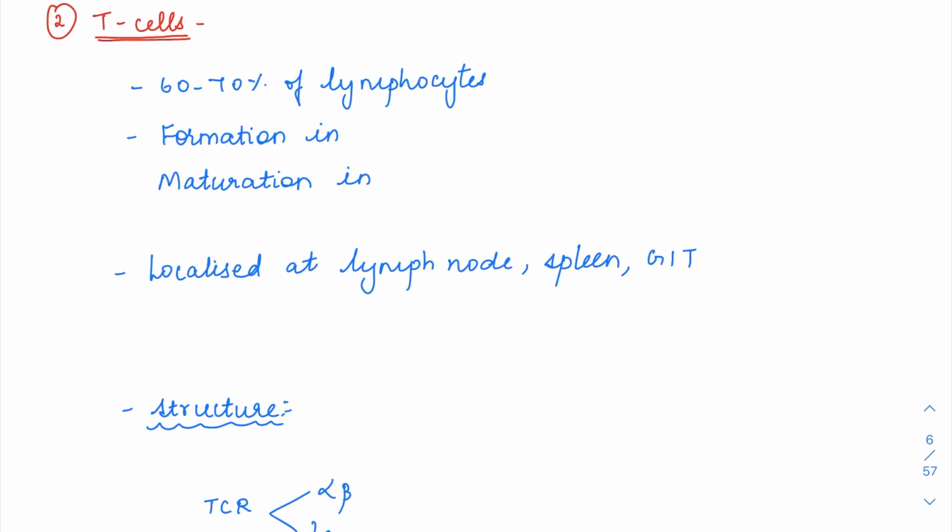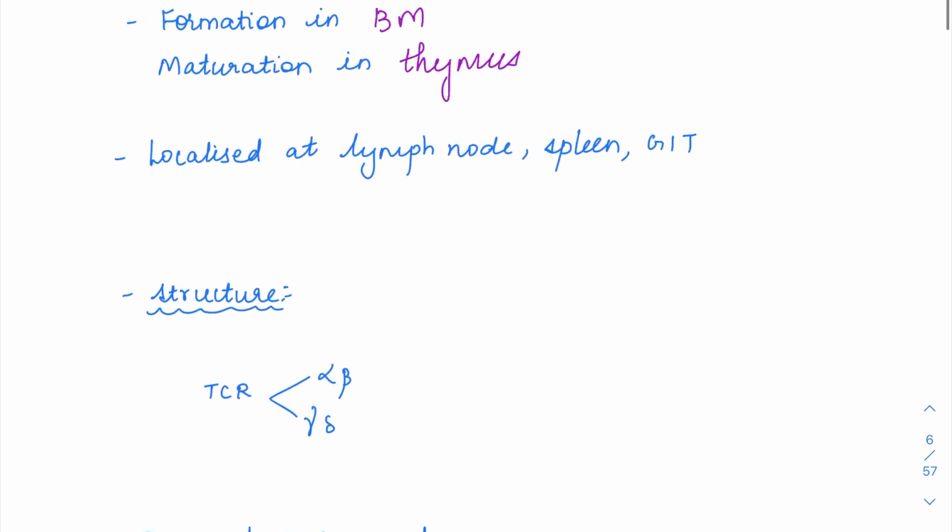Here, the formation of the T cells is going to be the same as that of a B cell, that is in the bone marrow only, but the final maturation of the T cell is going to happen in the thymus. While in B cells, both maturation and formation were in the bone marrow, for T cells, maturation is going to happen in the thymus. In the lymph node, the T cells are going to be present in the paracortex.